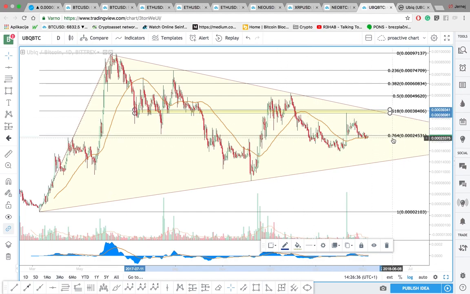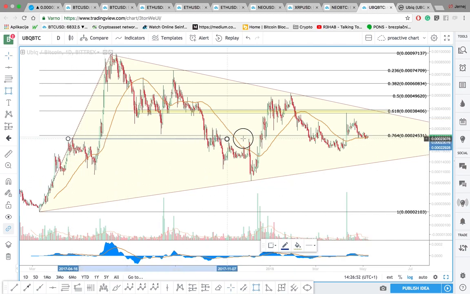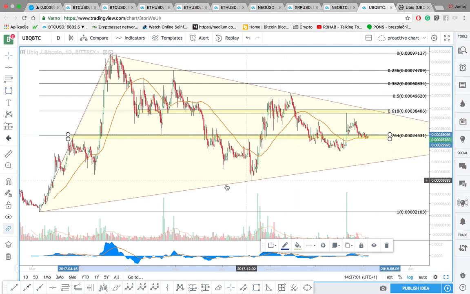And then another one is 0.764, which we are just at at the moment, which kind of connects these wicks here to these ones here, and it was a support here and support here. So another important area to watch is just here, and this is where we are at the moment. So we are at a key area, and we'll see what happens.